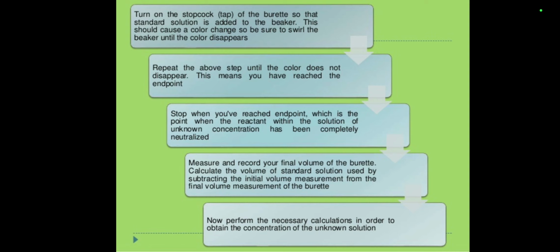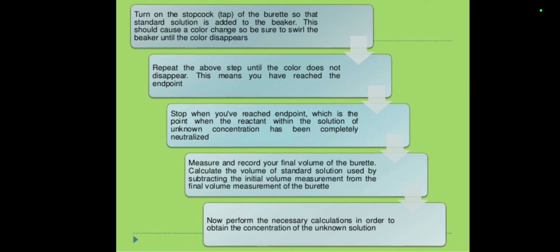Stop when you've reached the end point, which is when the unknown concentration has been completely neutralized, and measure and record the final volume of the burette. Calculate the volume of the standard solution used by subtracting the initial volume measurement from the final volume measurement of the burette. And now perform the necessary calculation in order to obtain the concentration of the unknown solution.